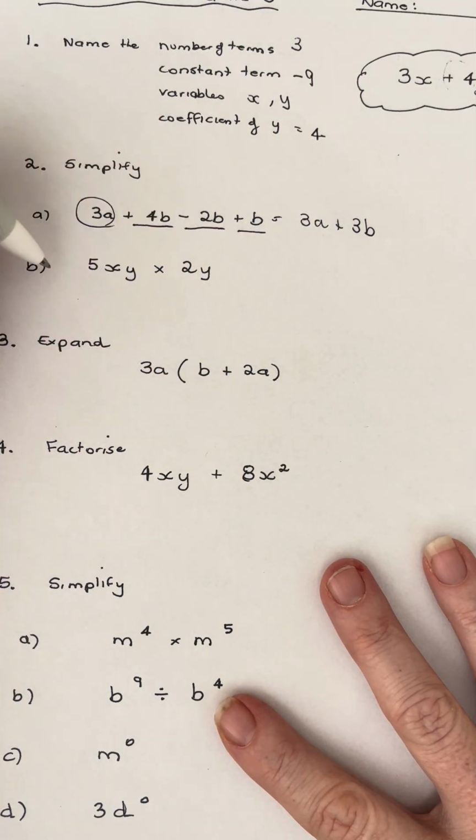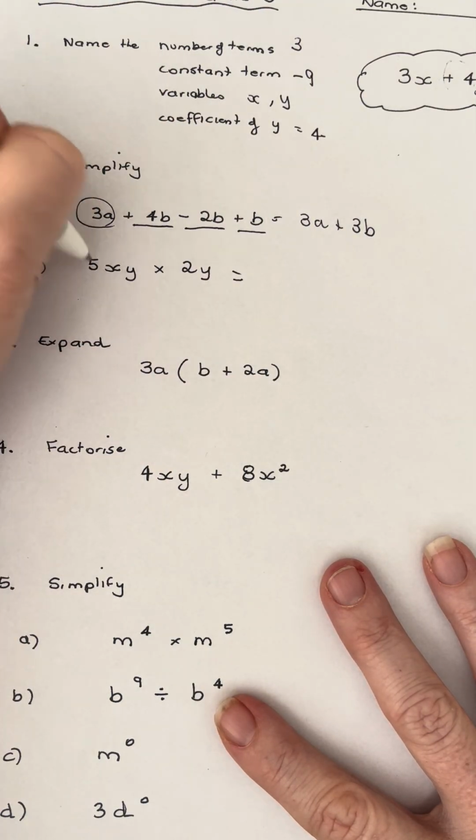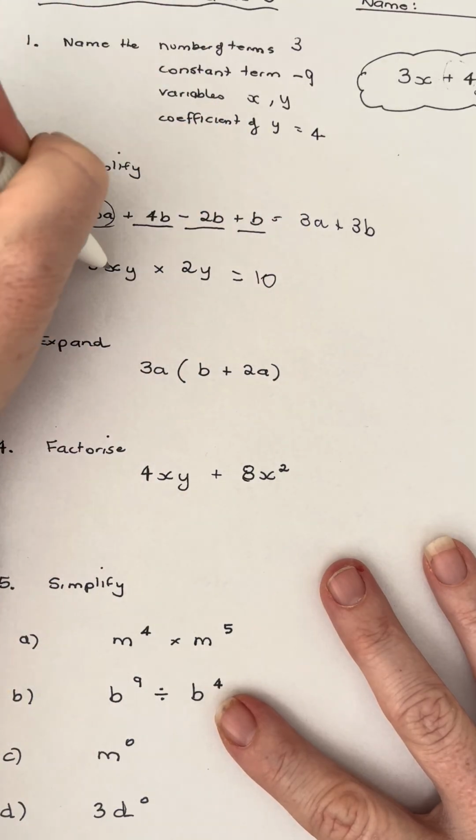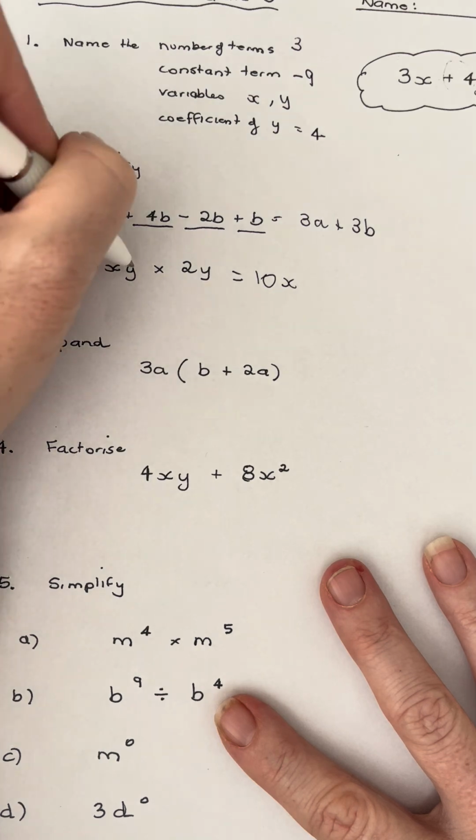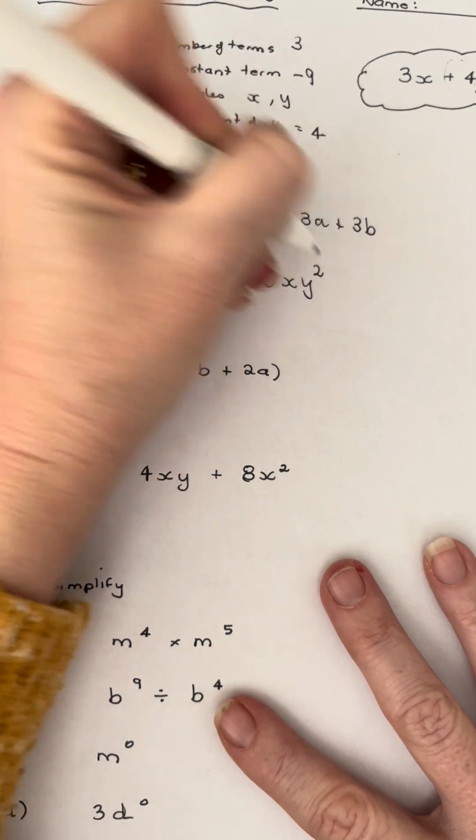Here we're simplifying with multiplication, so we're going to do 5 times 2 is 10. Then we've got xy times y, so they've got one of the x's, and y times y is going to give us y squared.